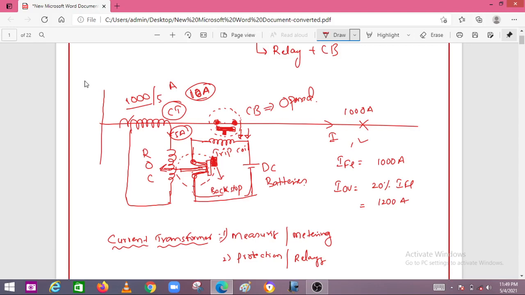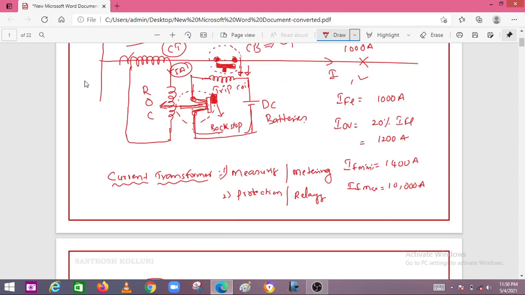Then minimum fault current you have to calculate. Minimum fault current, that means which is set up for the operation of the relay. Let me say 1400 ampere is the minimum fault current, and the maximum fault current that a circuit breaker can withstand is 10,000 amperes. Like this the parameters will exist. I'll explain here once again.